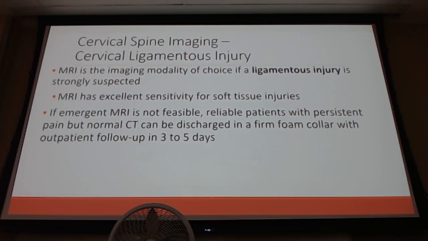And like I said, MRI is going to be our best test for any ligamentous injury. If we're unable to get that, we're typically not going to discharge them, especially if we have a spine surgeon, we're going to consult them. But in some cases, if they are reliable and have good follow-up, they could be managed as an outpatient with an outpatient MRI.